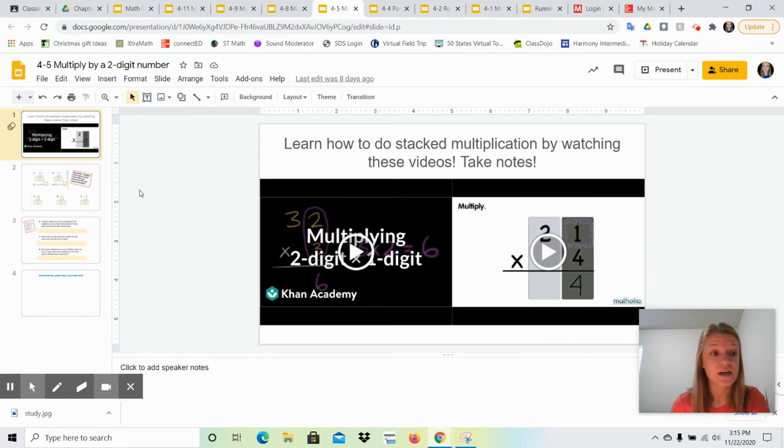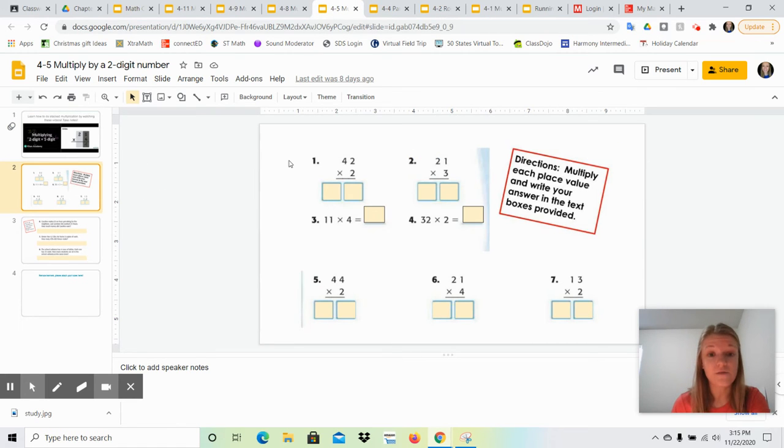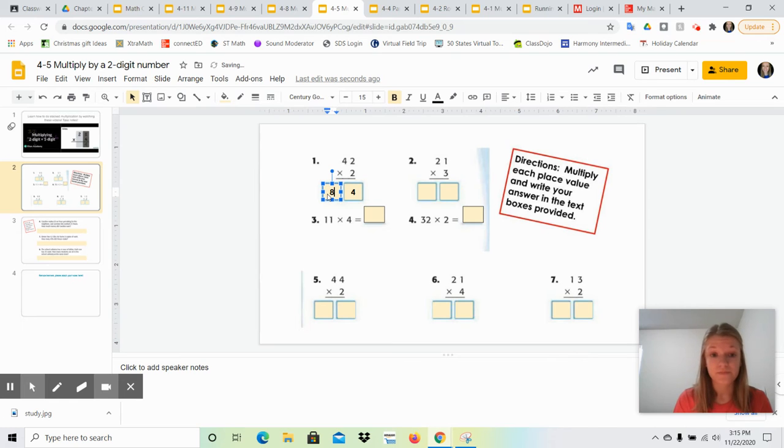Lesson 5. Lesson 5 was learning how to multiply when our numbers are stacked. So I go vertical next, and then I go diagonal after that. So when I multiply vertically, 2 times 2 is 4. And then when I multiply diagonally, 2 times 4 is 8.